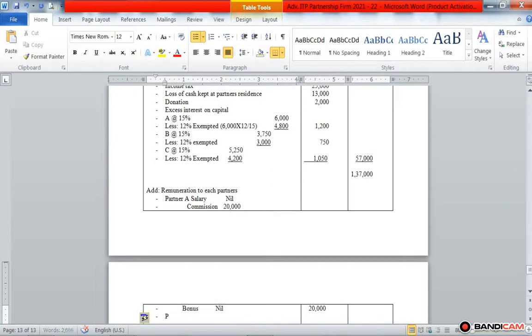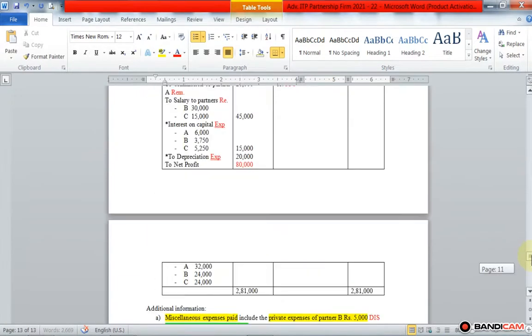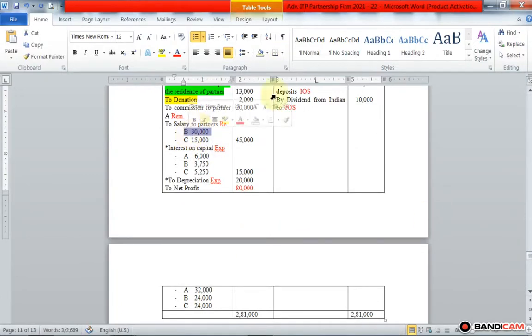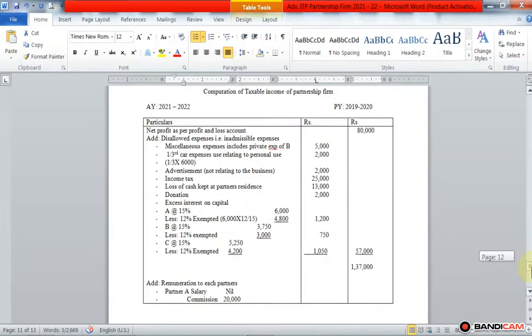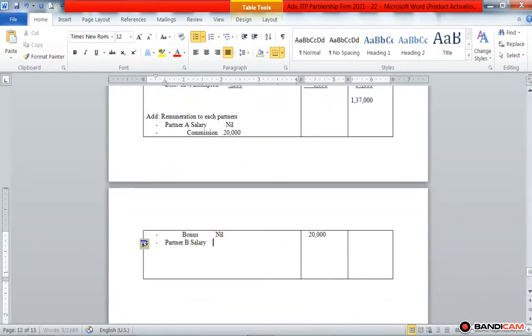Now we compute the remuneration of partner B. Salary is given to partner B, amounting to rupees 30,000. Then commission is not given to partner B. Bonus is also not given to partner B, so in the amounting column it is nil.